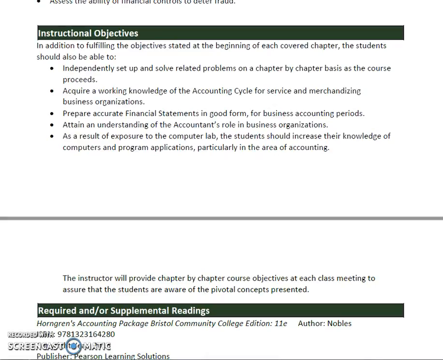Instructional objectives. In addition to fulfilling the objectives stated at the beginning of each covered chapter, the student should also be able to identify, set up, and solve related problems on a chapter-by-chapter basis as the course proceeds. Now, this is probably the most important part of doing the accounting homework. Setting up a problem. They're word problems, just as you would have in any algebra class.